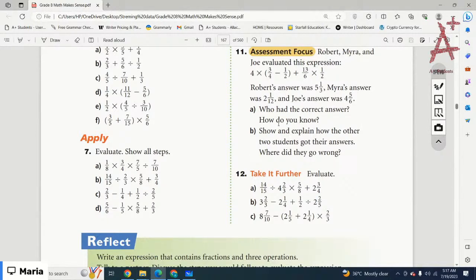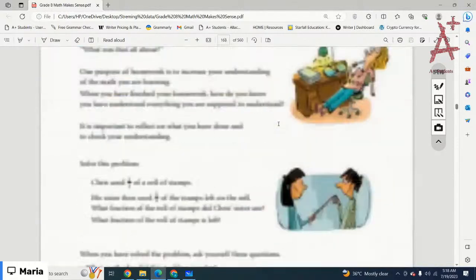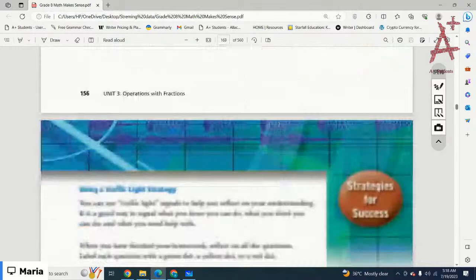Okay, now you have to explain how the other two students got their answers. 4 whole 5 by 6 and 5 whole 1 over 3. Joe's answer is 4 whole 5 over 6. What did Joe do? I think Joe multiplied the 4 at the end. Got it? Okay, you can complete the rest of the questions by yourself later today.